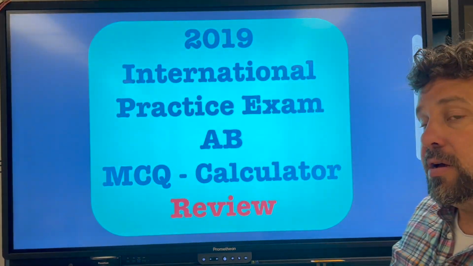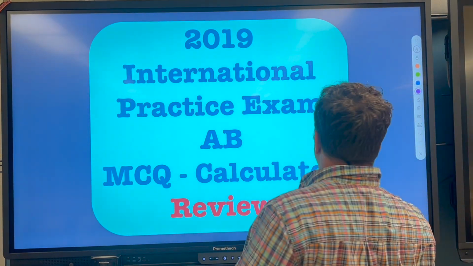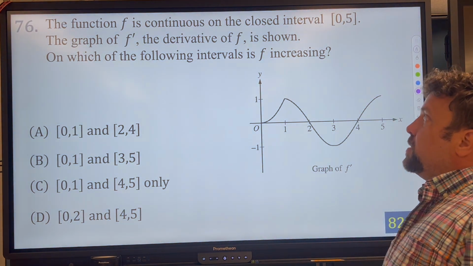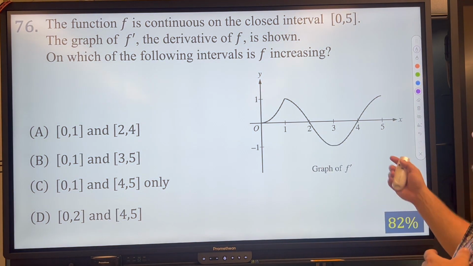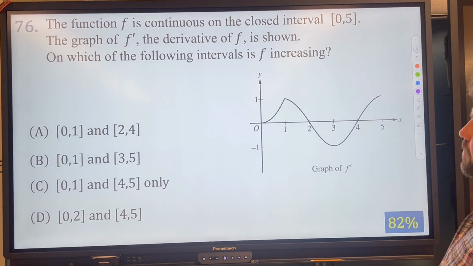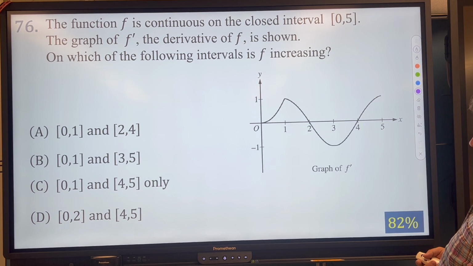Now that we're ready to go, let's go through the first question. You don't need the calculator for every question. However, the ones you do use them for will be very useful. So the first question here says, the function f is continuous on the closed interval from 0 to 5. The graph of f prime, the derivative of f, is shown. On which of the following intervals is f increasing?